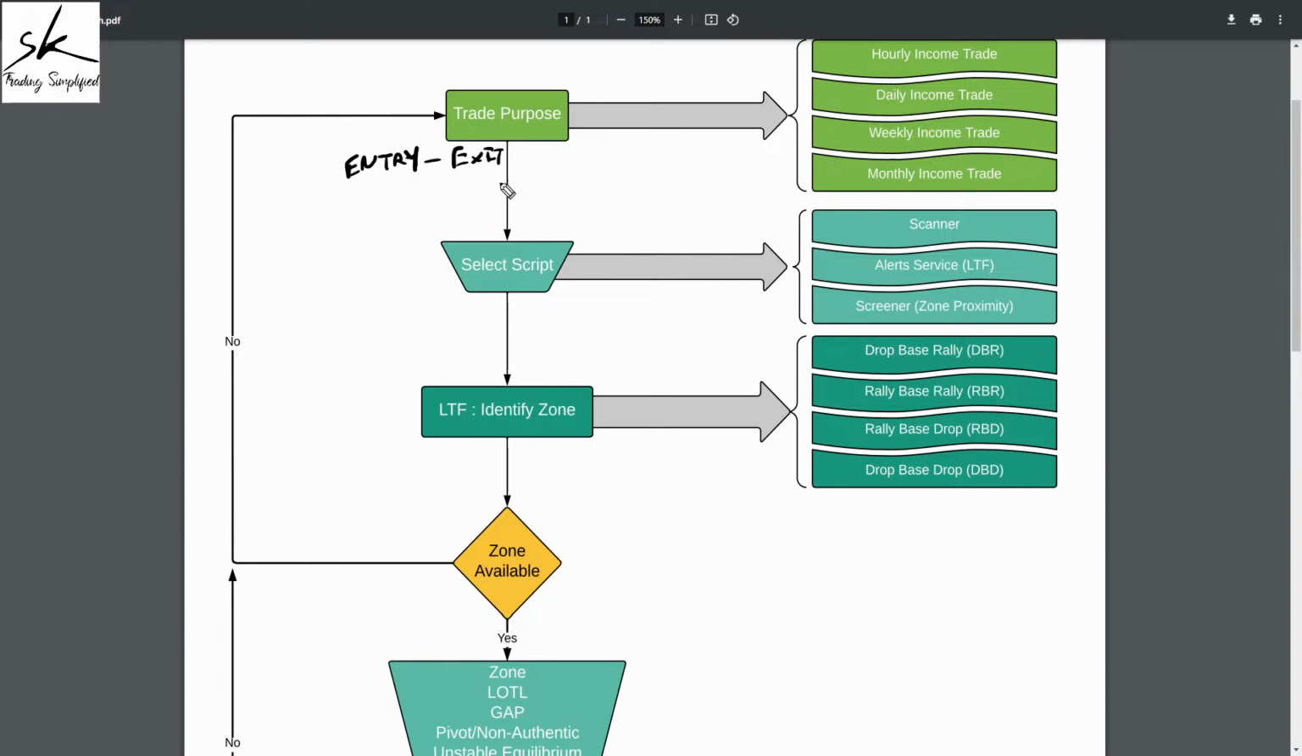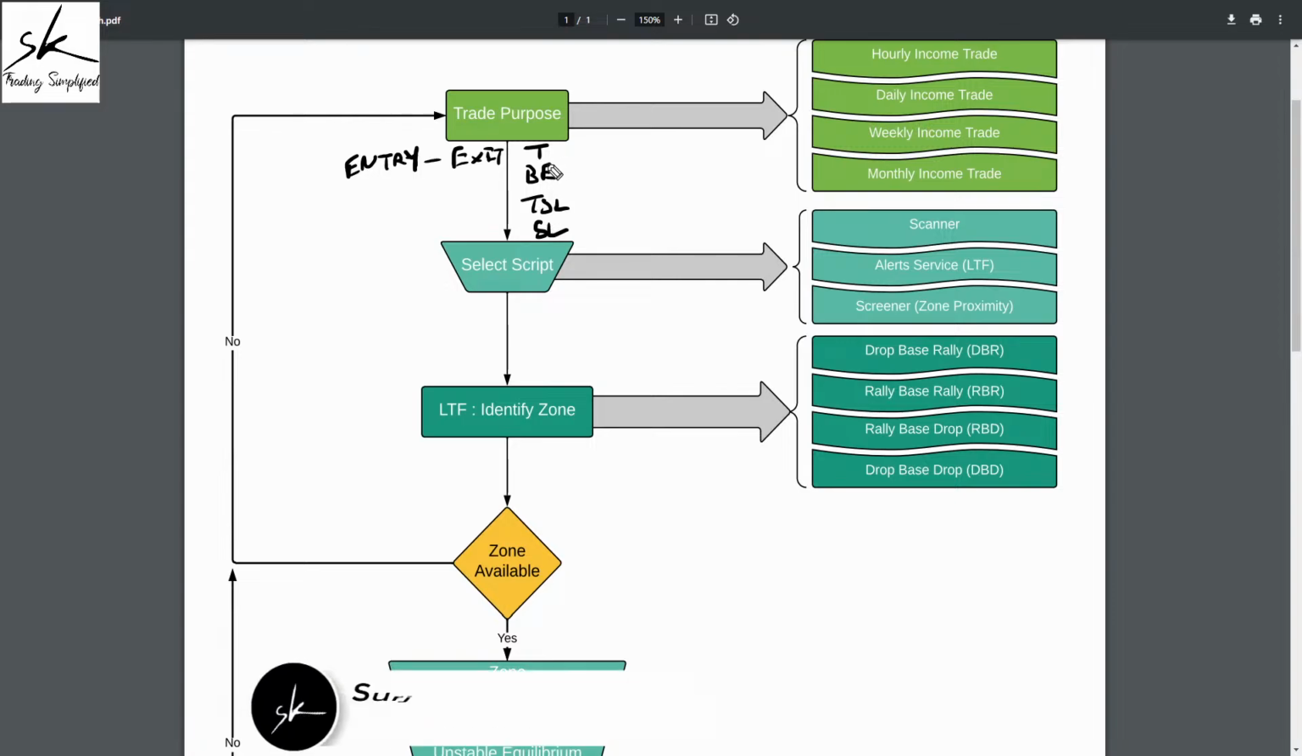Now, when I'm talking about the exit, the exit can be the target, the exit can be break even, the exit can be the trailing stop loss, the exit can also be the stop loss, so any kind of exit, right? So exit does not always mean the profit exit. It can be an exit in profit, it can be an exit in loss, it can also be break even, right? So the duration from the entry to the exit defines your trade purpose or your trade duration.